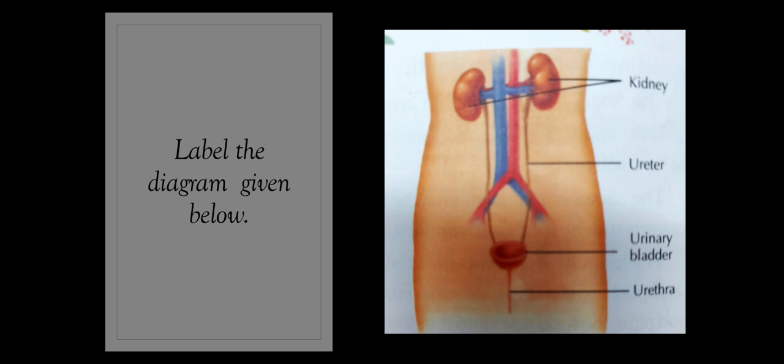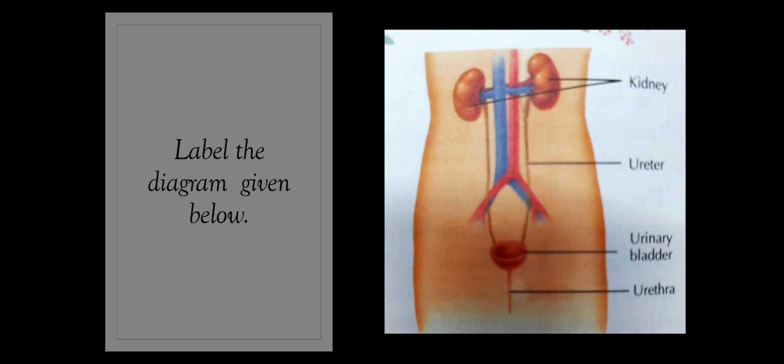Next question, label the diagram given below. Here the diagram of excretion is given and you have to label this. First, these are kidneys. Second, this thin pipe is ureter. Third, this is urinary bladder. And the last, urethra. So kidneys, ureters, urinary bladder and urethra.